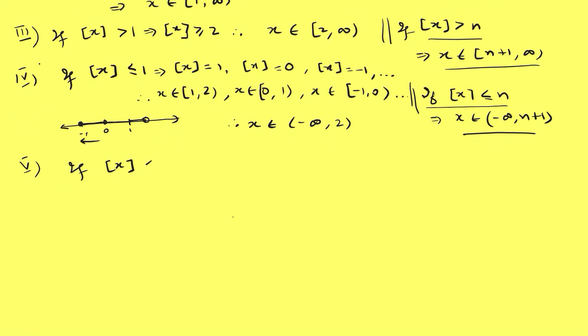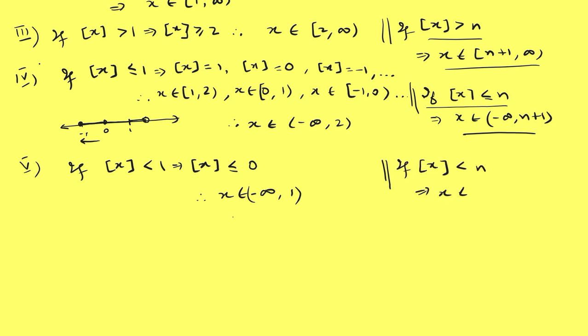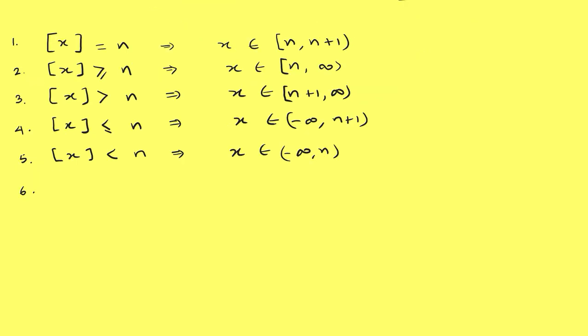Then we have the case of greatest integer x less than 1. Now in this case it is less than 1, so it is less than or equal to 0. And hence you can use the result from the earlier case, the fourth case. Answer will be minus infinity to 1 open, open. So we can generalize: if greatest integer x is less than n, then x will belong to the interval minus infinity to n open, open interval both ways. So these are the 5 cases.